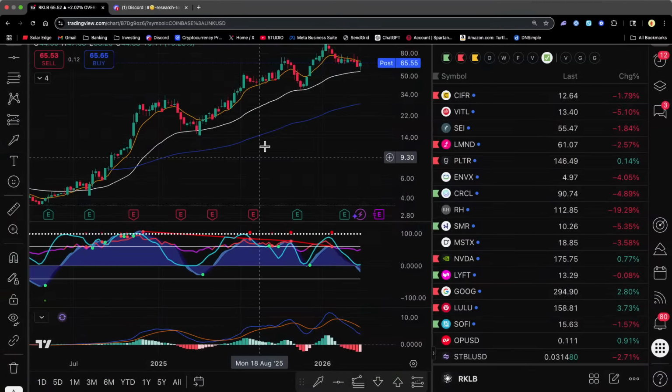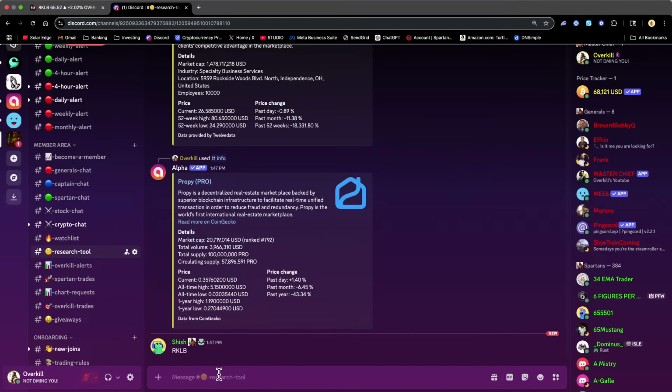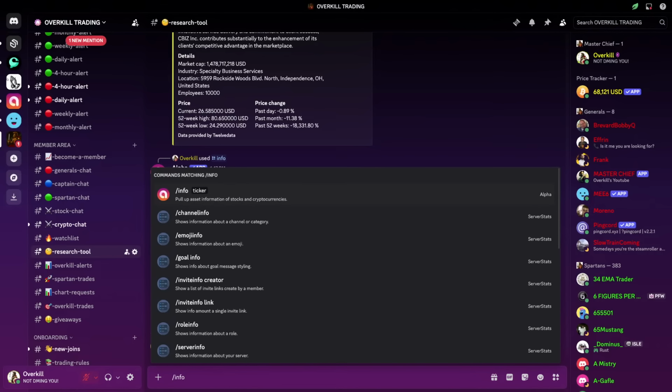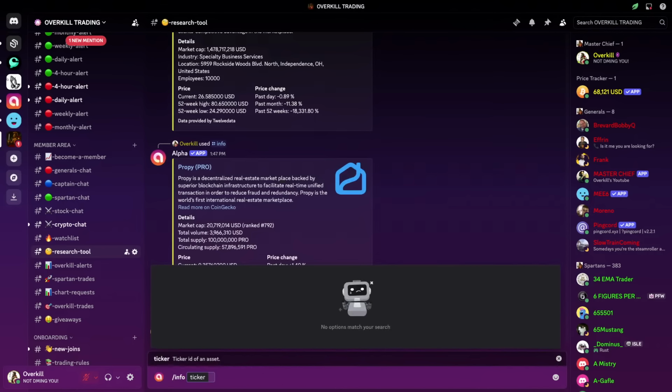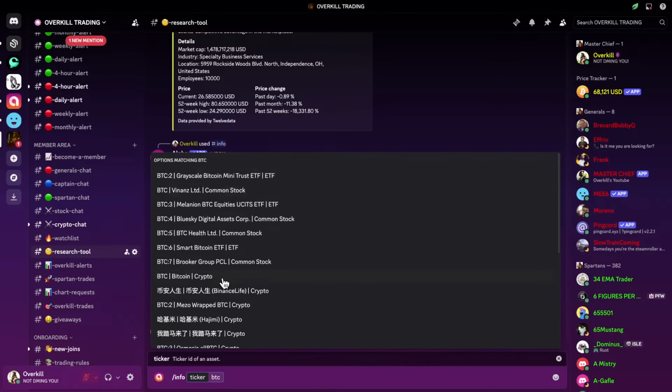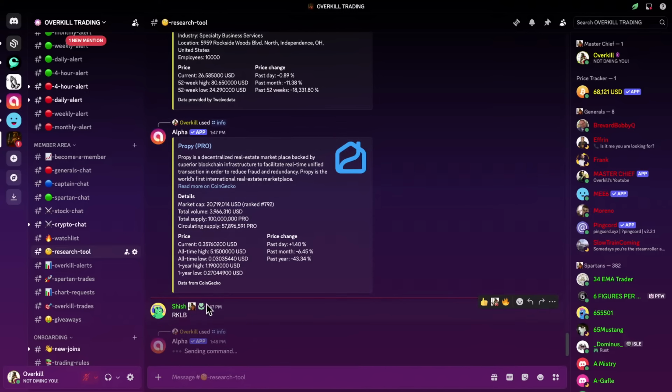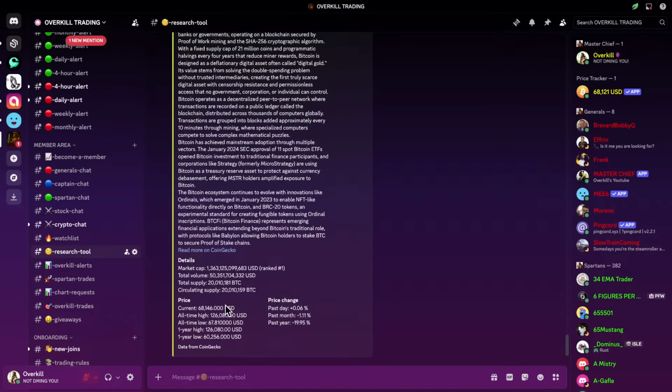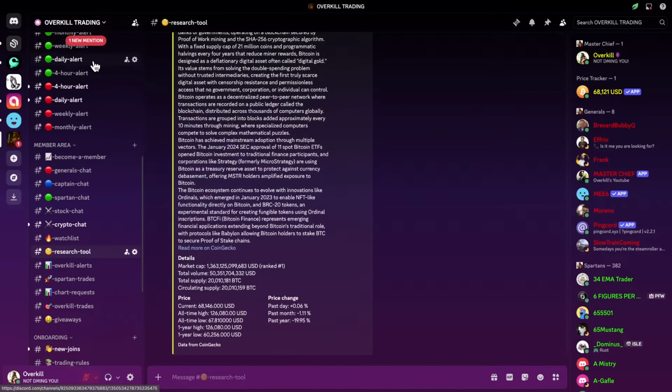Looks interesting. So you just typed in RKLB. You got to type in /info first, and then the ticker. Like I could type in Bitcoin, BTC. So you type in /info, hit enter, and then type in the ticker, and then hit enter.